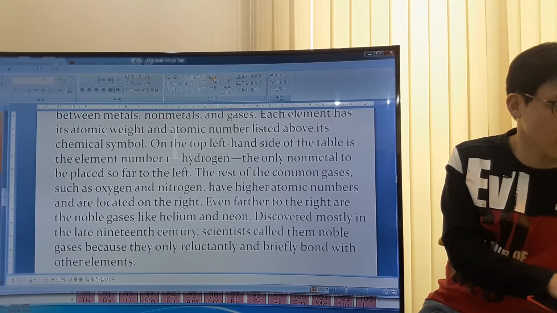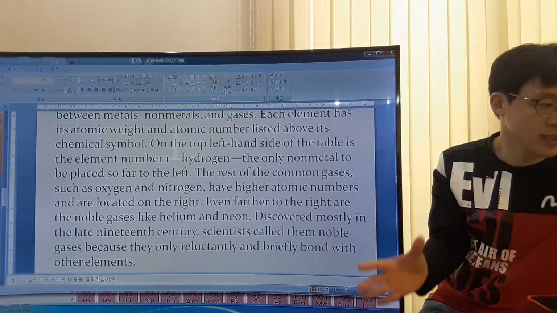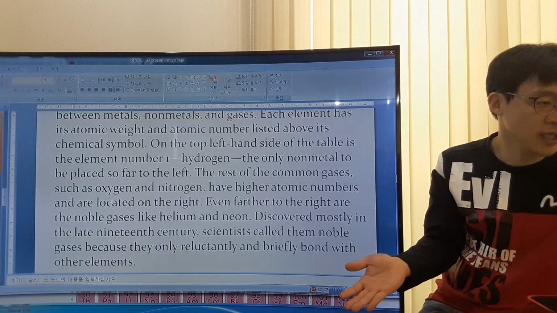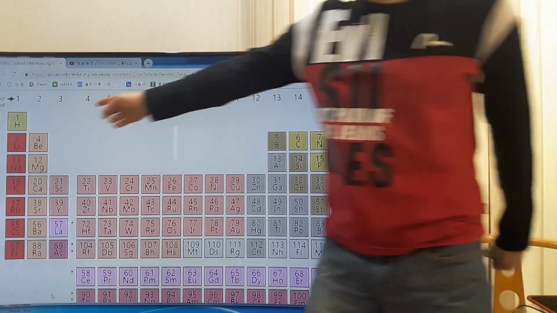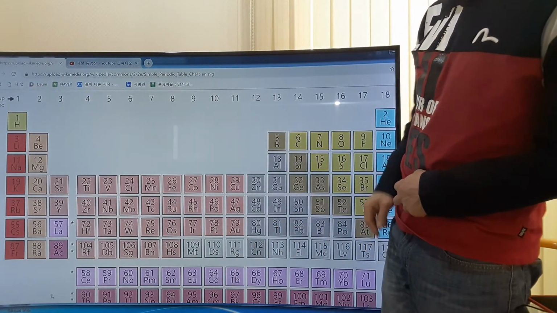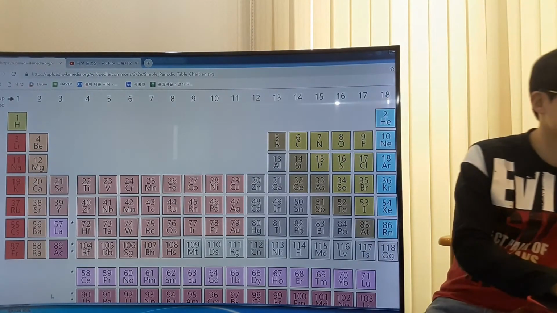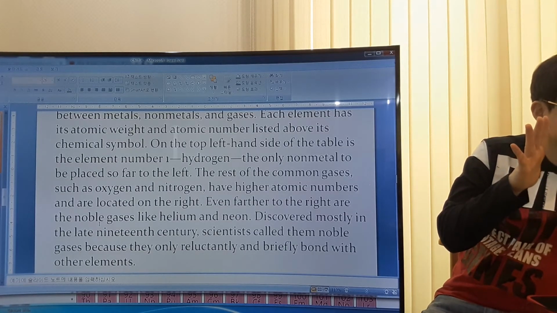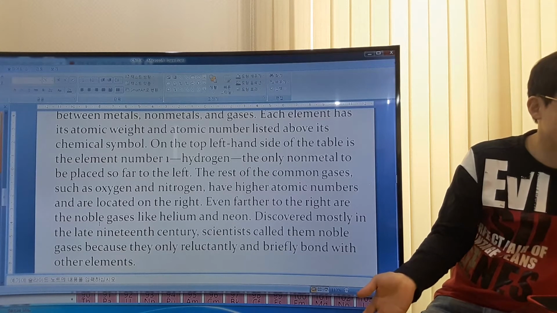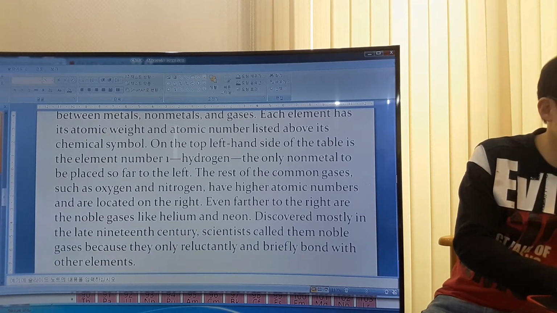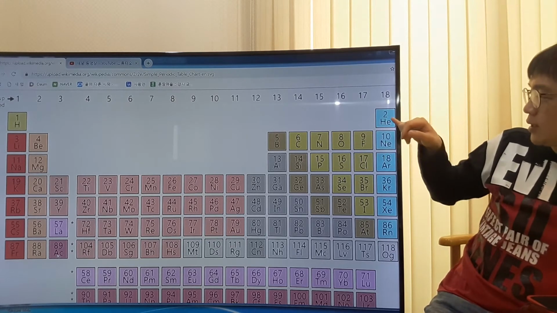It's a gas. The rest of the common gases, common meaning found in large numbers, which exist a lot, such as oxygen and nitrogen, have higher atomic numbers and are located on the right. So this one was hydrogen, and here are nitrogen and oxygen. Can you see that? They are located on the right. Even farther to the right, if you go more right, there are noble gases like helium and neon.